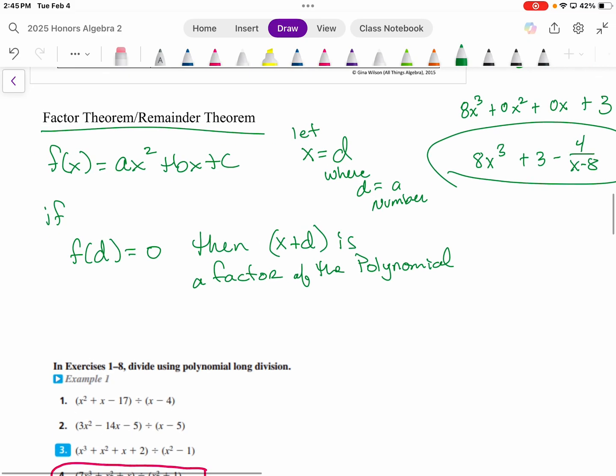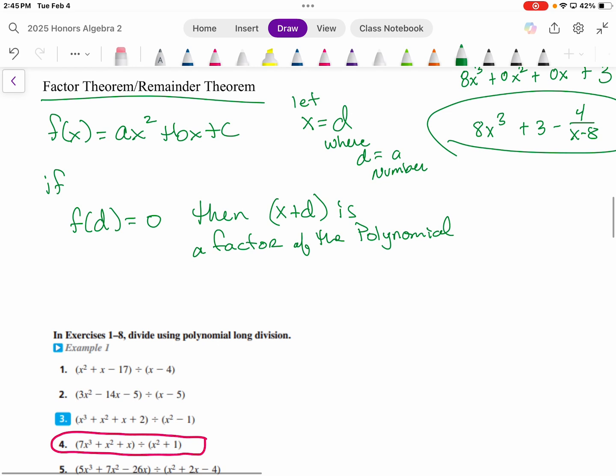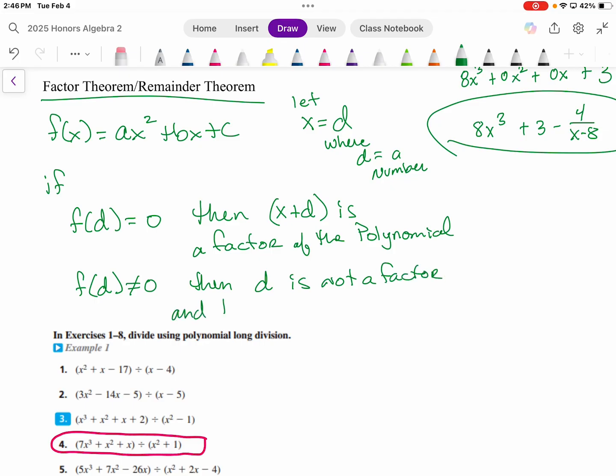Again, that's saying if I just take the d value, whatever d is, x equal to d, if I take that number, plug it into the equation, and I simplify, and my answer is 0, then I know it's a factor. I know it's an x-intercept at that location. If f of d does not equal 0, then d is not a factor, and the answer is the remainder.